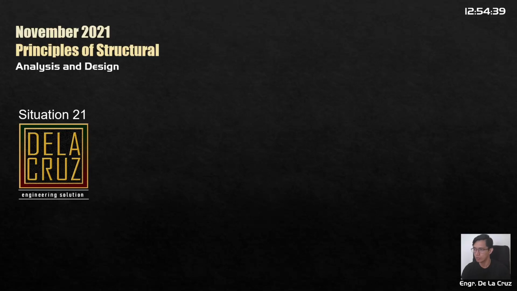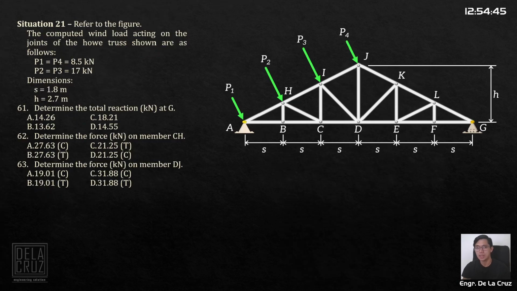Alright, situation 21 tayo. November 2021 para dito. Ito yung problem. So, the computed wind load acting on the joints of the hull truss shown are as follows. Meron kang P1, P1, P2, P1 and P4 are equal. P2 and P3 are equal. And you have dimensions S and H.